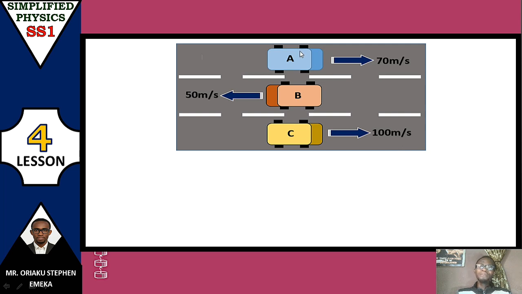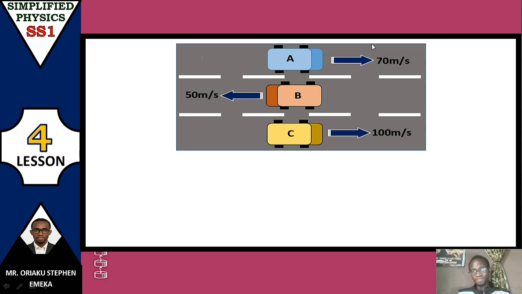Now the person, an observer in A, will see somebody in B moving in the opposite direction, but you observe that the car in the opposite direction moves faster, because what you will observe is going to be the addition of the two speeds, that is 50 plus 70, which is 120. So the person in A will see the person in B moving at 120 meters per second in the opposite direction.